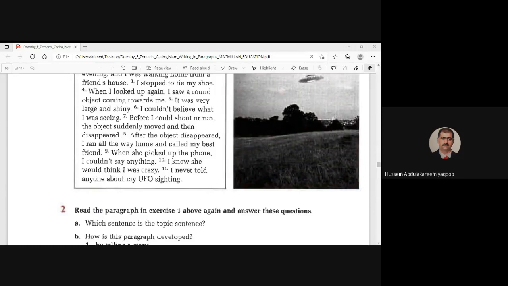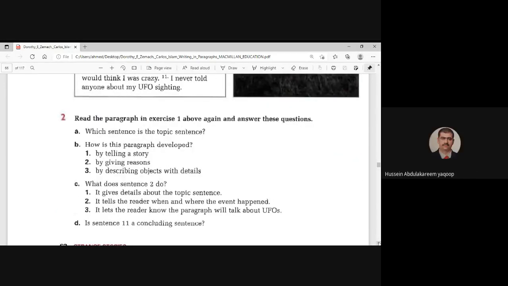Now, let's see the next or the follow-up exercises. We have exercise B. Who can do it, please? Fatma Mushtaq, yes, doctor. Letter B. How is this paragraph developed? Yes. Number one, by telling a story. So just give me the right option, the right choice, please.